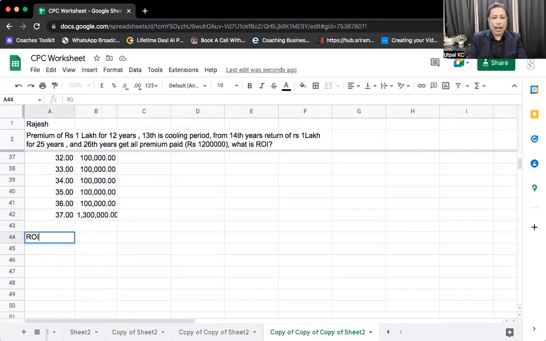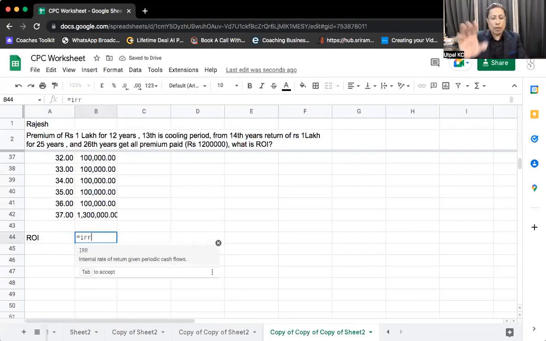So now ROI. Very simple. Now the computer will do the calculations, you don't have to do.